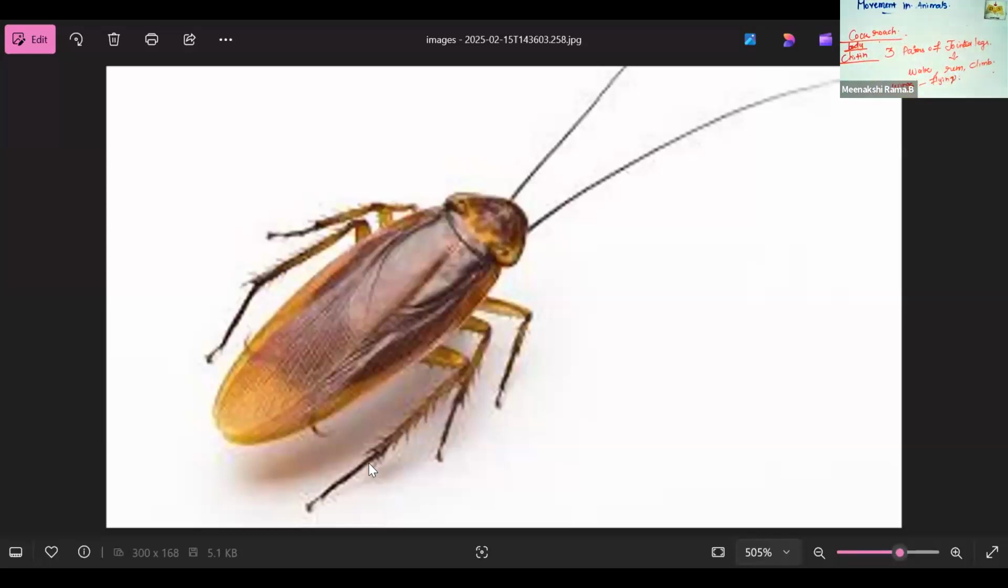This is the structure of the cockroach. Have you all seen this known insect already? The cockroach has 3 pairs of jointed legs, 1, 2, 3, which help it to walk, run and climb. These 3 pairs of legs help their movement, and the 2 pairs of wings help with flying, and strong muscles help the movement of the legs.